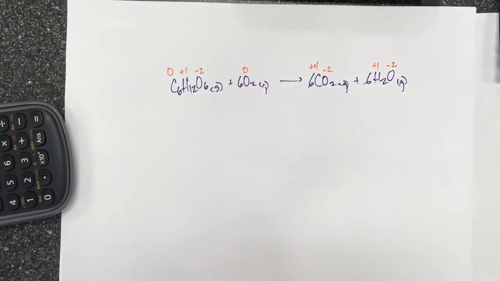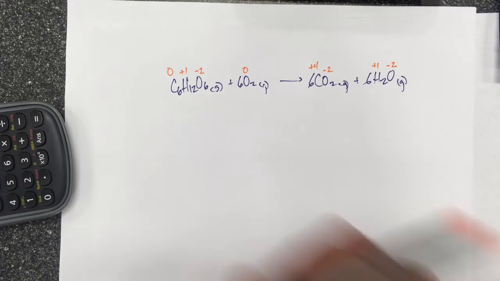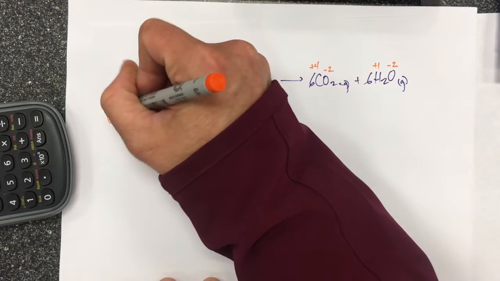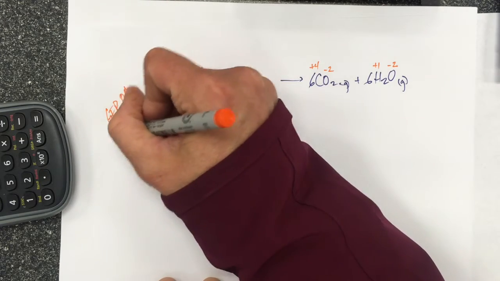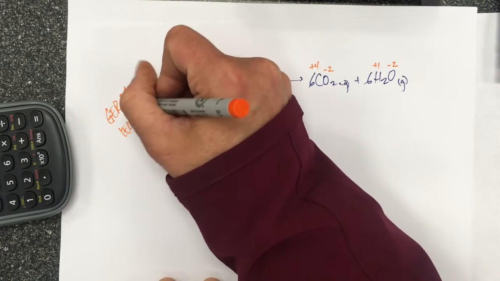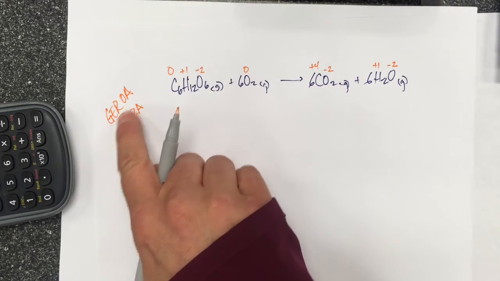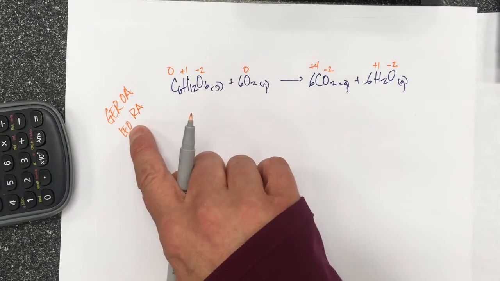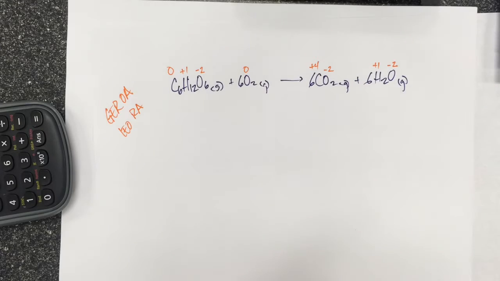So if I take the photosynthesis reaction, anytime they ask me what is being reduced and what is being oxidized, I need to follow the electrons. I always know that it's GER, OA, LEO, RA. The act of reduction is done by the oxidizing agent. Oxidation is done by the reducing agent.